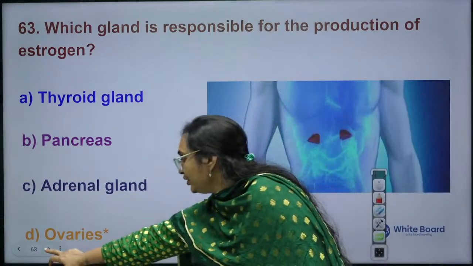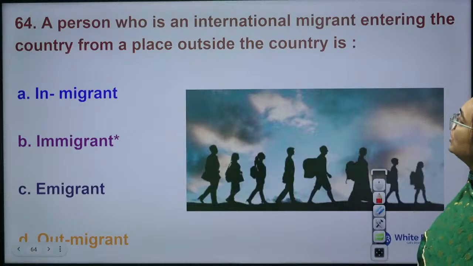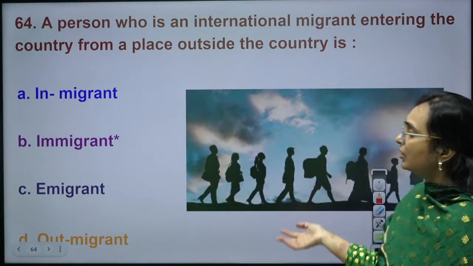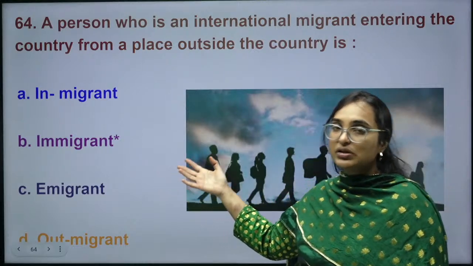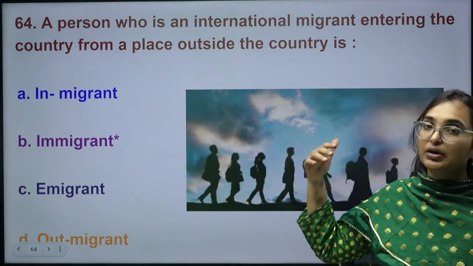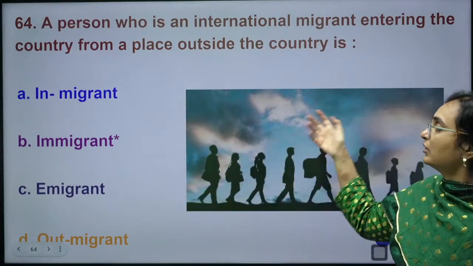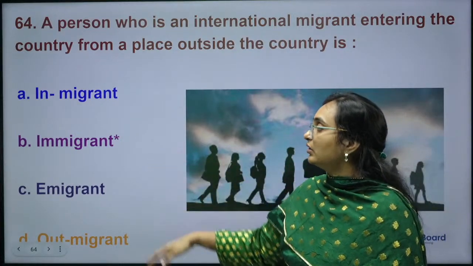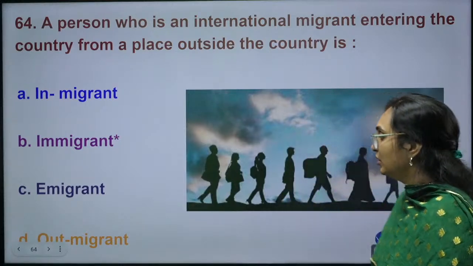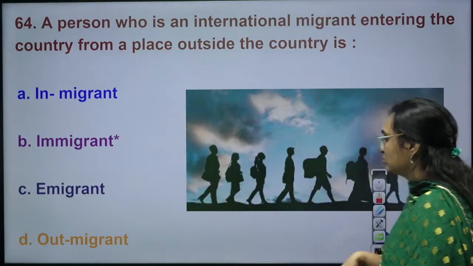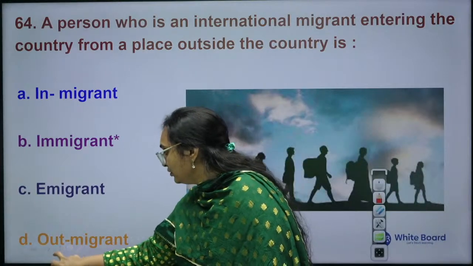Next question. A person who is an international migrant entering the country from a place outside the country, a person who is not a part of our country but is entering as a migrant to the country, is called an immigrant. Next question.